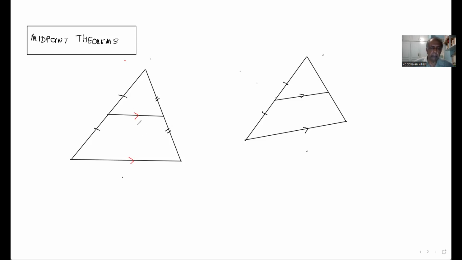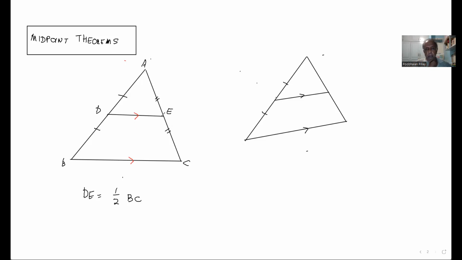But not only that, the length of this, right? If you name these vertices A, B, C, D, E, the length of this line here, which we've just drawn, is actually equal to half the length of that one. Those two lines are parallel, and the small one is half the length of the big one. So that's called the midpoint theorem, a very important theorem in geometry.